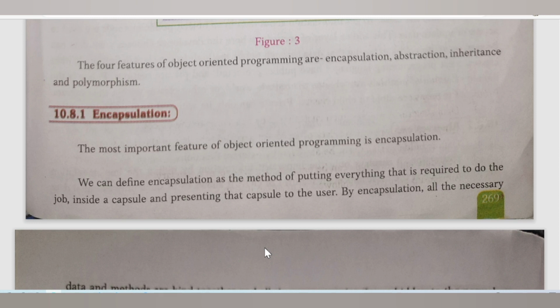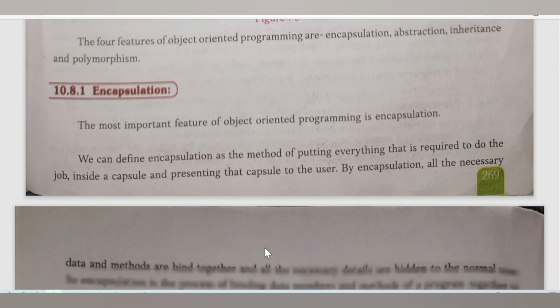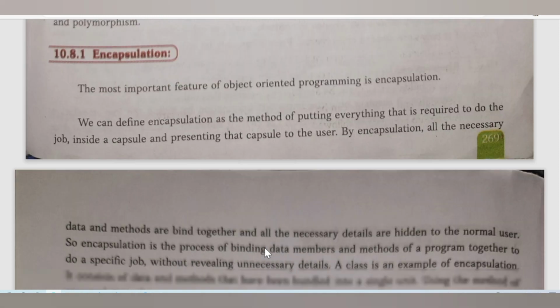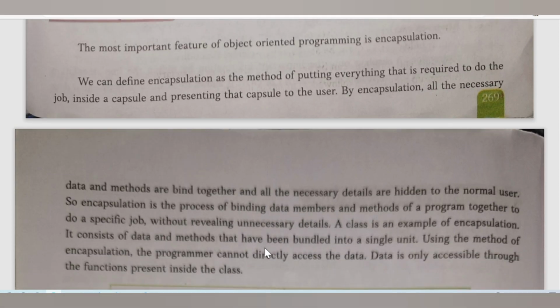First, encapsulation. The most important feature of object oriented programming is encapsulation. We can define encapsulation as the method of putting everything that is required to do the job inside a capsule and presenting that capsule to the user. By encapsulation, all the necessary data and methods are bound together and all the necessary details are hidden from the normal user. For example, in your home you will have an electric board. There you have different kinds of switches. When you press the switch, it does something.